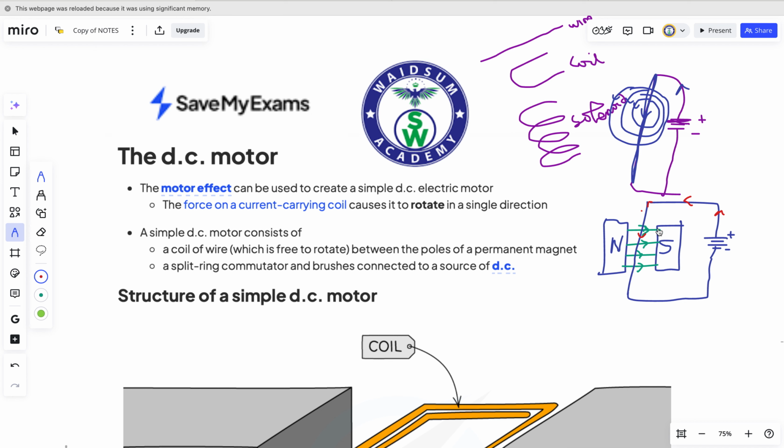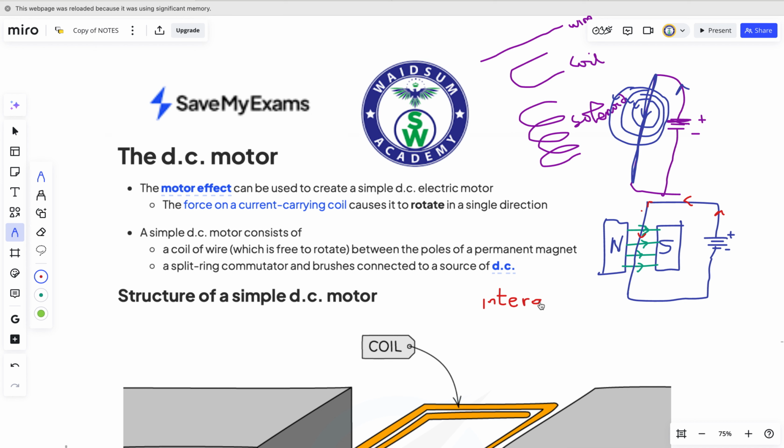And there's another magnetic field from the North Pole to the South Pole of the magnet, meaning there are two magnetic fields in this region alone. So these two magnetic fields will start to interact with each other. And when they interact, they will create a force. This is the principle of the motor.